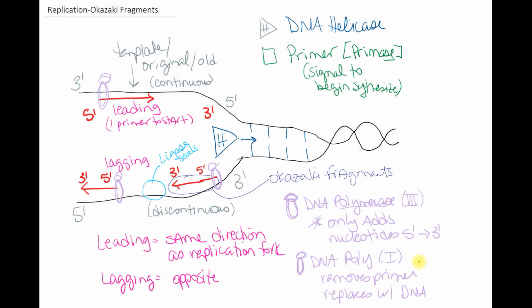So anyway, if you have any other questions, hopefully this makes a little bit more sense. So again, the big things: leading strand, one primer, moves toward the replication fork. The lagging strand will have several primers laid down, primase, and it will build, again, 5' to 3', and everything's anti-parallel, okay, moving in opposite directions. And the helicase.